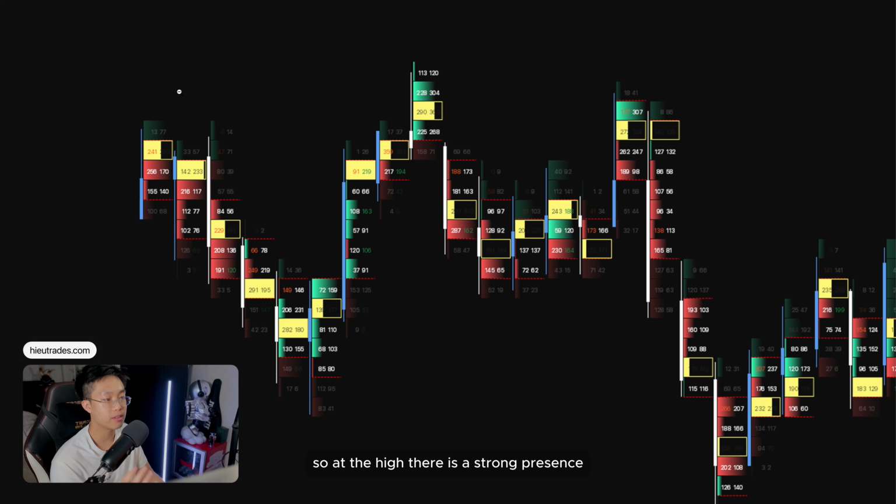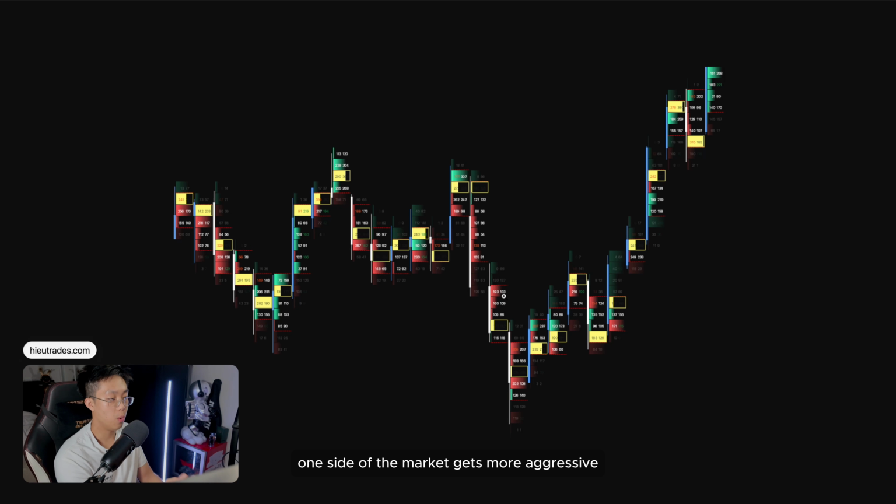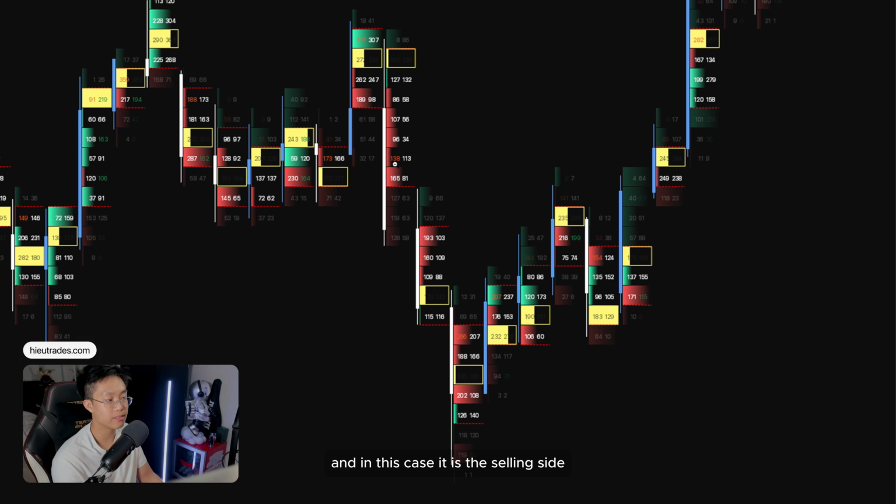So at the high, there is a strong presence of passive sellers, and at the lows, there's a strong presence of passive buyers. They both act as support and resistance to contain price within this range, because the market always wants to move in balanced range. But eventually, one side of the market gets more aggressive, and in this case, it is the selling side. So you have selling domination here, pretty much selling initiation all the way from the absorption of these buyers all the way down to this range low. So once we take out this range low, you have selling initiation carry on.